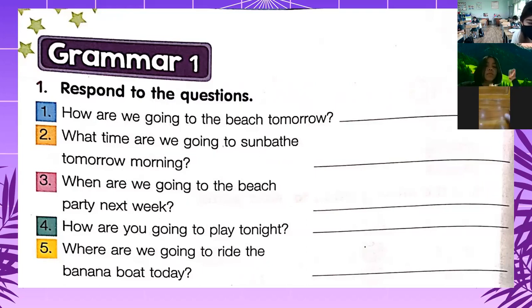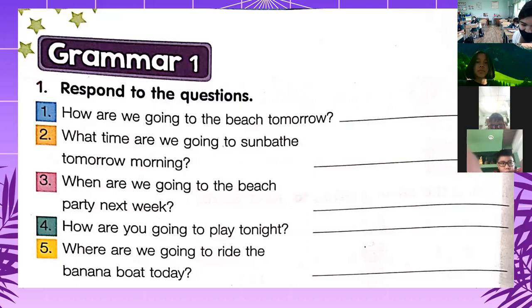Okay, so next, number two. What time are we going to sunbath? So do you know what is sunbath, right? So you're going to lie under the sun and do tanning. So your skin will look brown. So what time are we going to sunbath tomorrow morning? So what time? So what will be your answer? It depends on you.